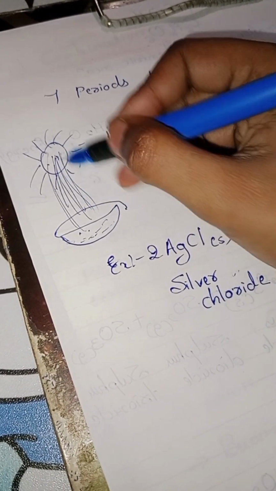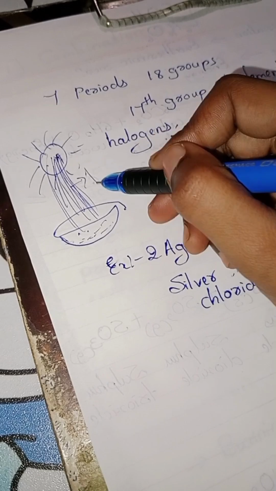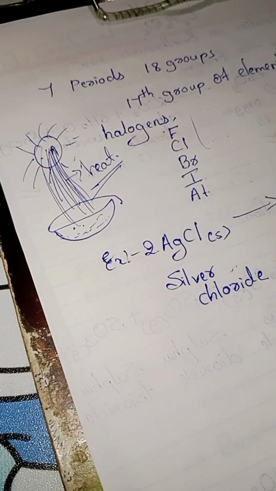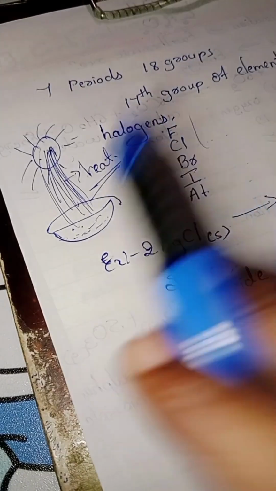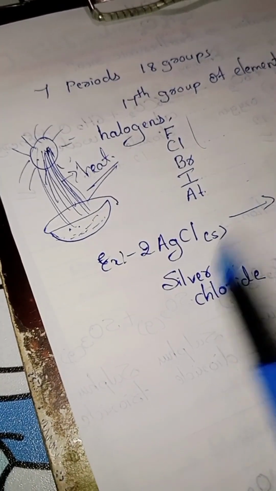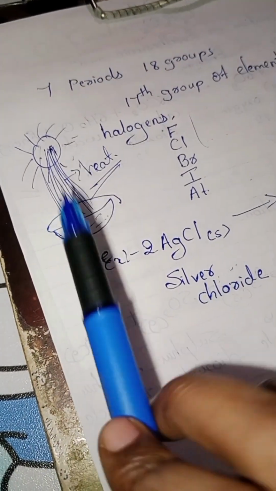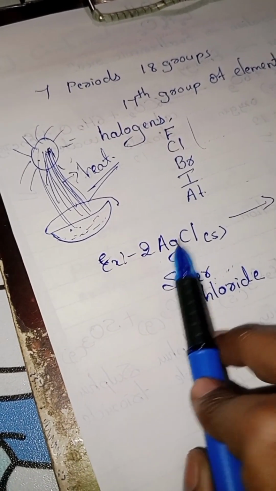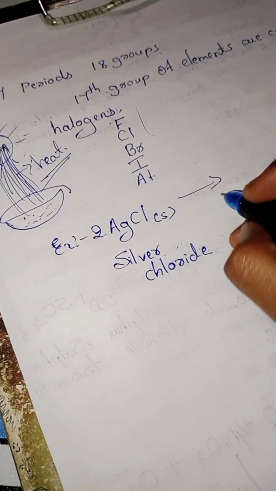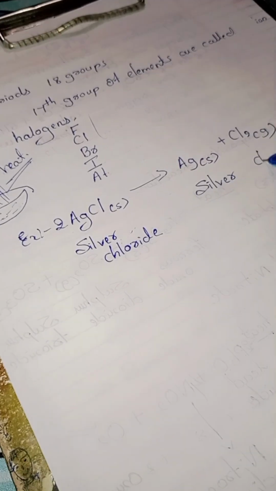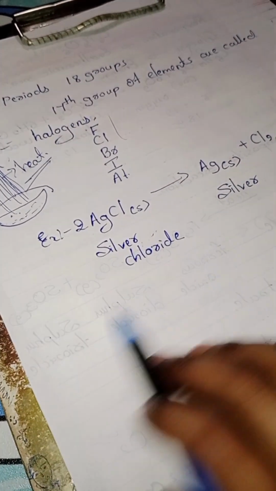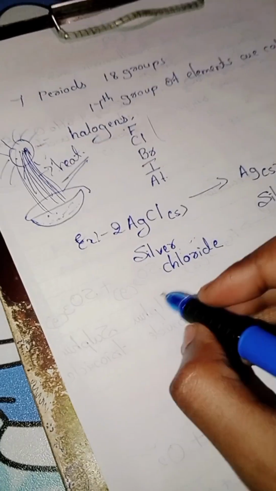The sun rays fall on it. Sun rays are nothing but heat. So directly or indirectly I am heating the silver chloride. Now what will it form? The molecule should break, so it will break into silver and chlorine. That's it. Simple.